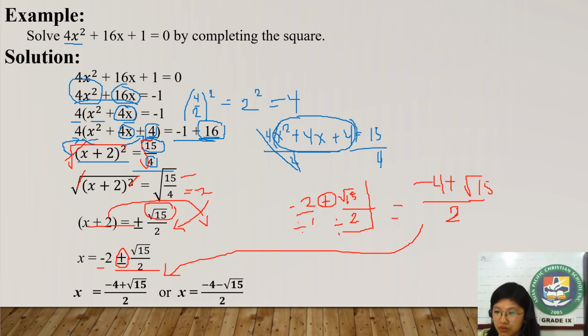Next, we have negative 2. Doon naman tayo sa minus square root of 15 over 2. So, ganun din. The LCD will be 2. So, meron automatic ng denominator na 1. 2 divided by 1 will be 2. Then, 2 times negative 2 will be negative 4. Then, copy the operation which is negative. Then, 2 divided by 2 will be 1 times square root of 15. It will be square root of 15. So, ito yung sa pangalawang value ng x. Next.